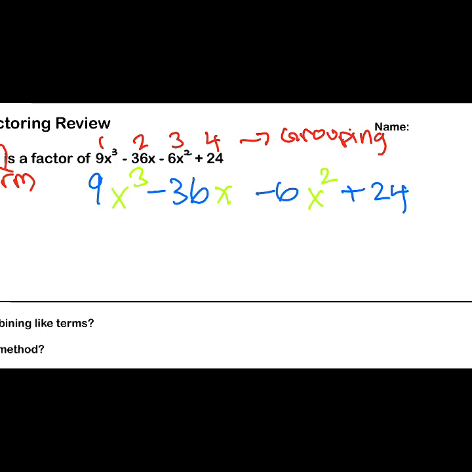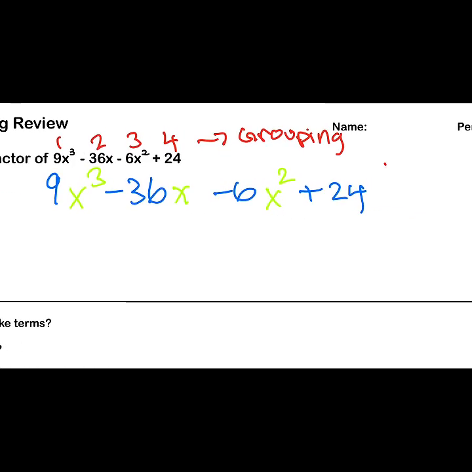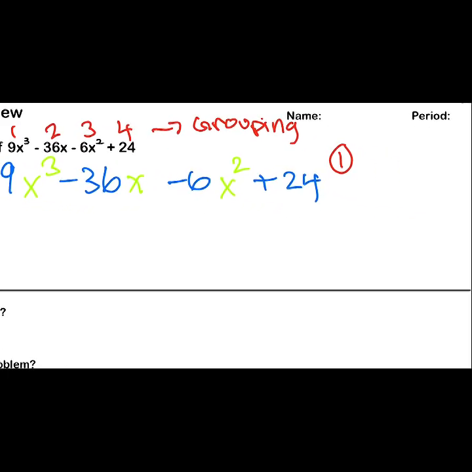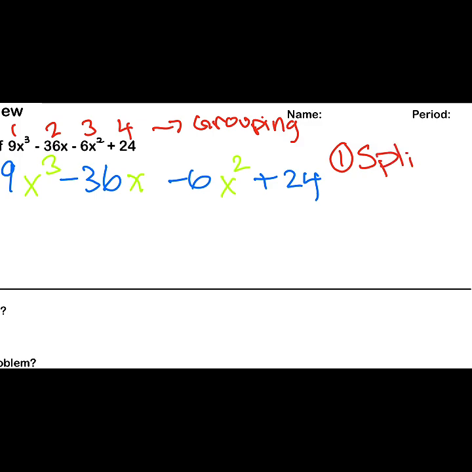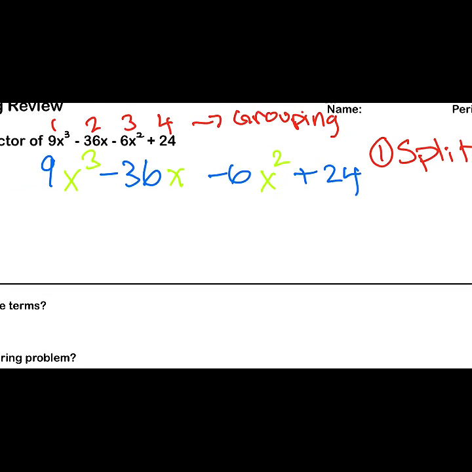The way you do this, remember, step 1 is you want to split the problem. Now split into two groups. Grouping, groups, get it? Two groups. Make sure the sign of the third term, by the way, belongs with the number that comes before it.